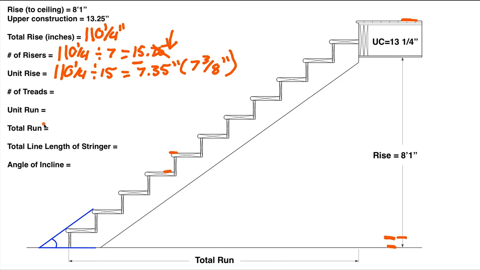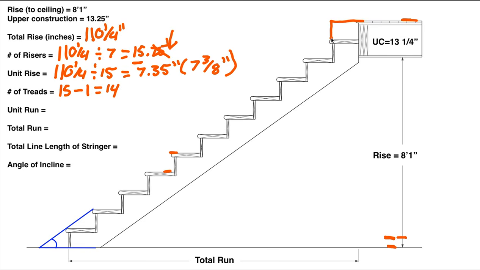So 7 3/8. Now, to figure out the number of treads, which is the part that you step on, it's pretty simple. Because you could see we have a rise here. So here's a rise and here's a rise. We have one extra rise basically. If you counted this out, we have one extra rise without a run. So all we need to do in this step is just go our number of risers, which is 15, minus 1 equals 14.